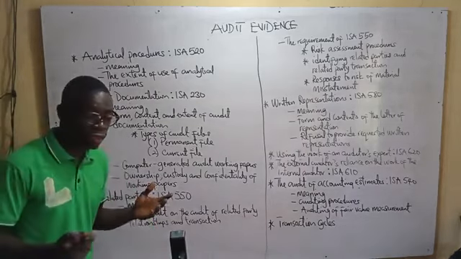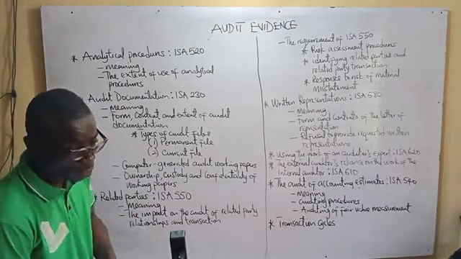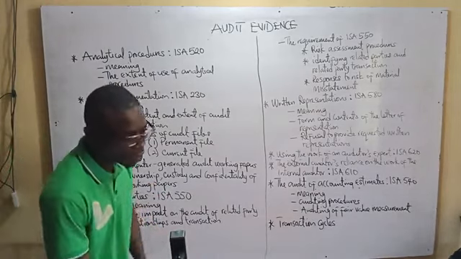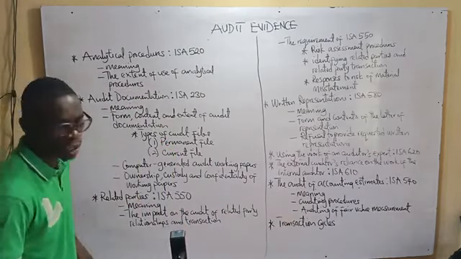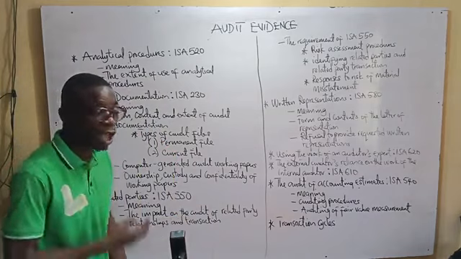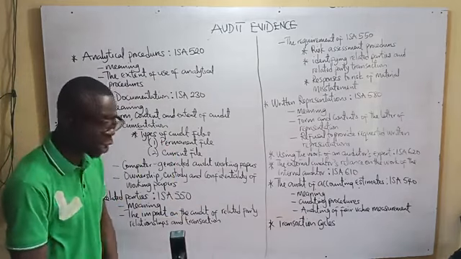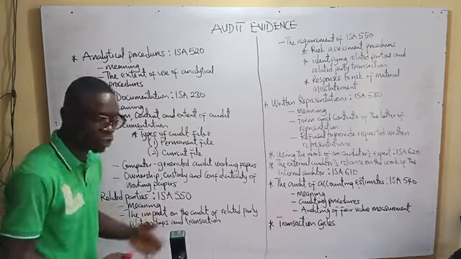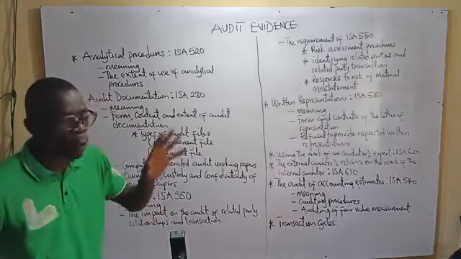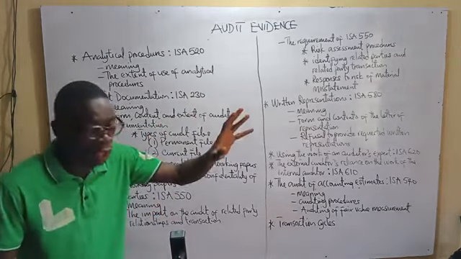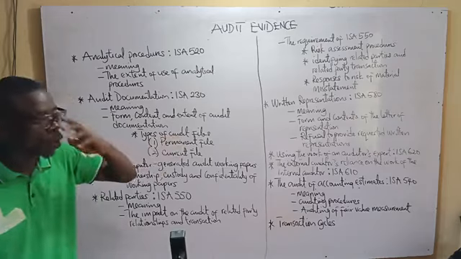So audit working paper is very important in any audit, because if you are saying there is material misstatement in the financial statement, they will ask you what is the evidence. There should be audit documentation that will back up the evidence that you have obtained. Are you getting what I'm saying?